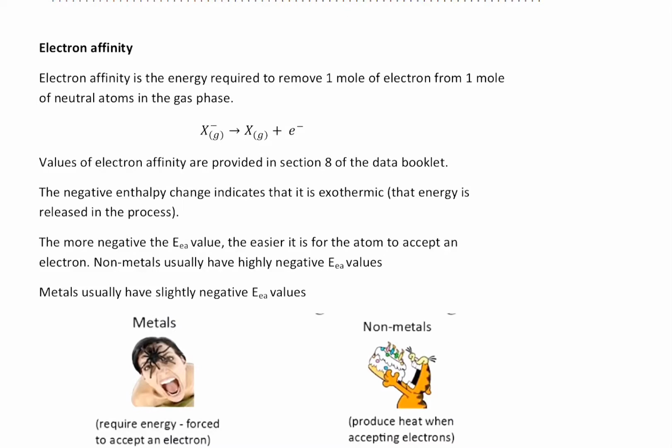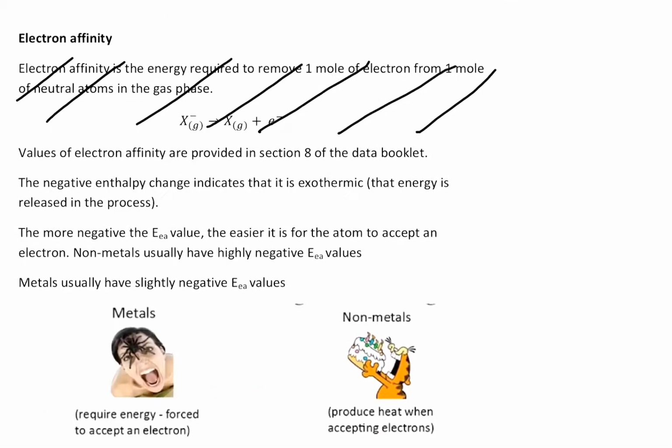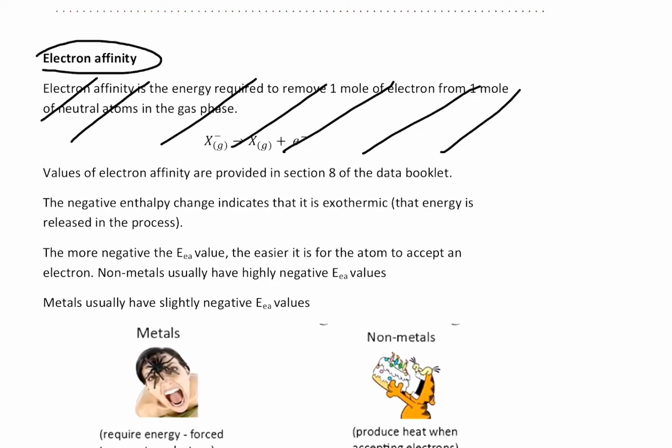Hi everyone, so let's continue with unit 3 with electron affinity. Before we start, you will have to cross this out because this has just been copy pasted from ionization energy, and just rewrite the definition. So electron affinity is, we're actually going to add electron here.